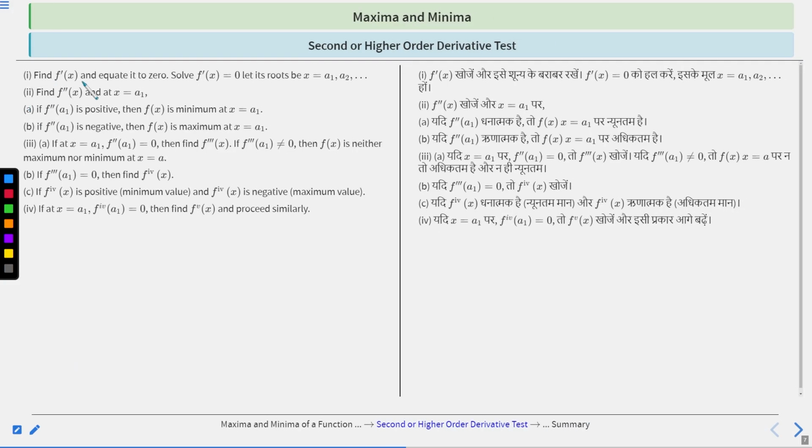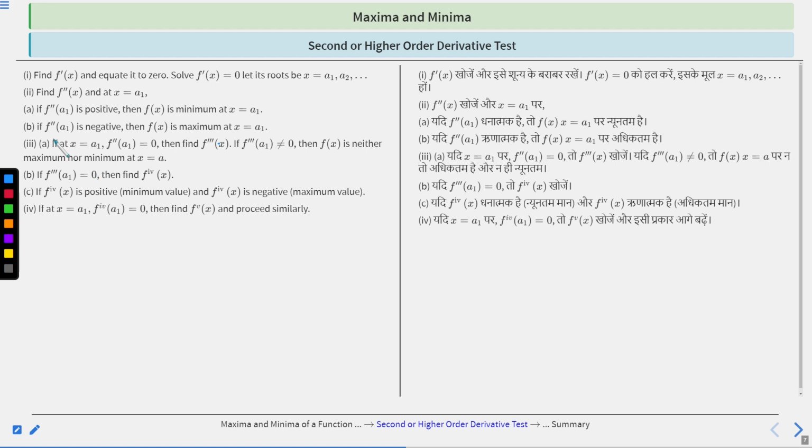Next part: the method is first find f'(x) and equate it to 0. Solve f'(x) equal to 0. Let its roots be x equal to a1, a2, till an. Now find f''(x) and evaluate at x equal to a1. If f''(a1) is positive, then f(x) is minimum at x equal to a1. And if f''(a1) is negative, then f(x) is maximum at x equal to a1.